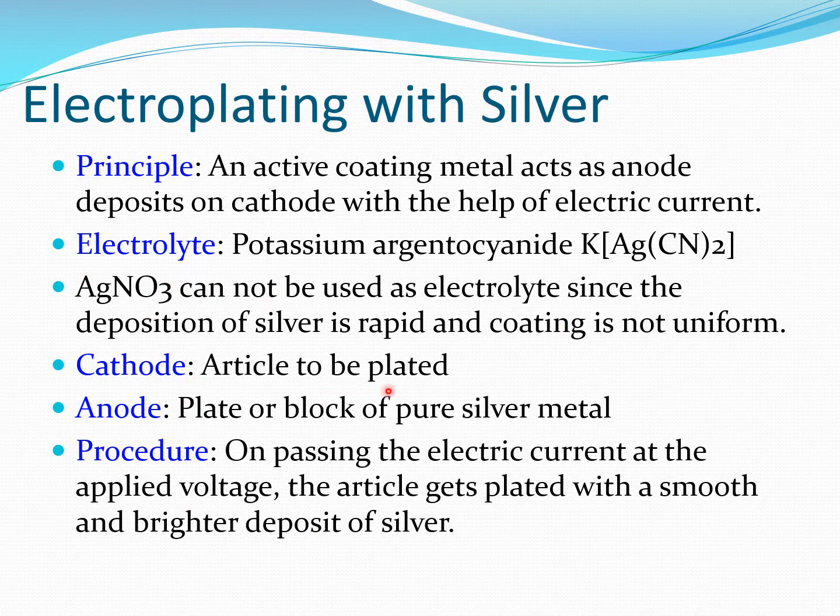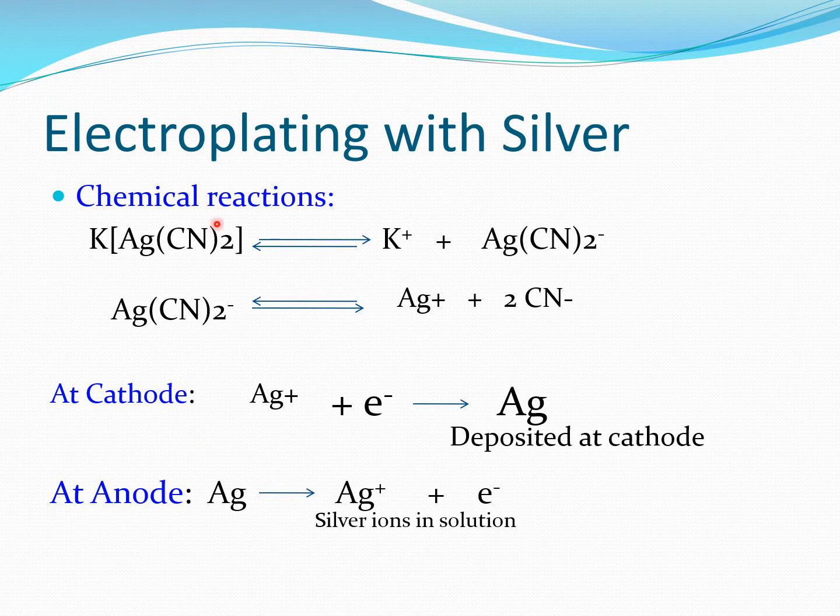The cathode is the article to be plated. In the previous diagram, an iron spoon is made to act as cathode. The anode is a plate or block of pure silver metal. Procedure: on passing the electric current at the applied voltage, the article gets plated with a smooth and bright deposit of silver.